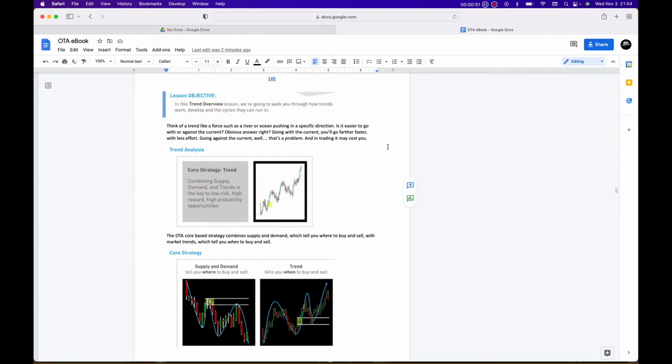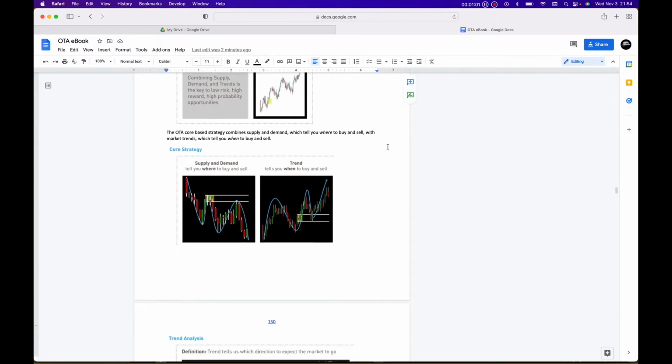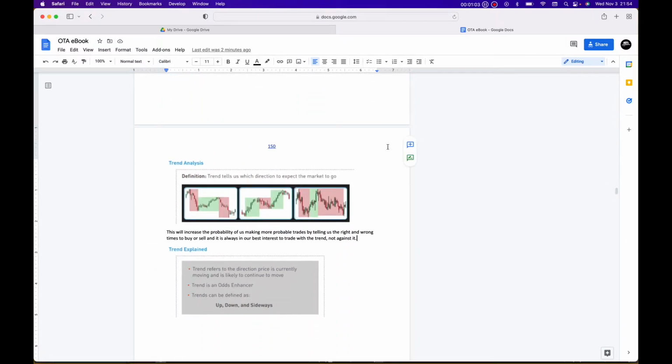The OTA core-based strategy combines supply and demand, which tell you where to buy and sell, with market trends, which tell you when to buy and sell. The definition of a trend is that a trend tells us which direction to expect the market to go. This will increase the probability of us making more probable trades by telling us the right and wrong times to buy or sell, and it is always in our best interest to trade with the trend and not against it.